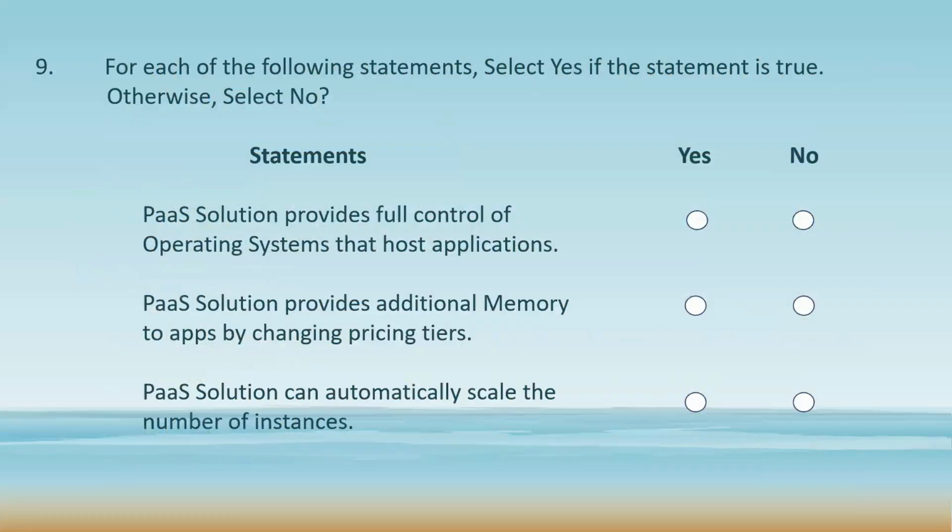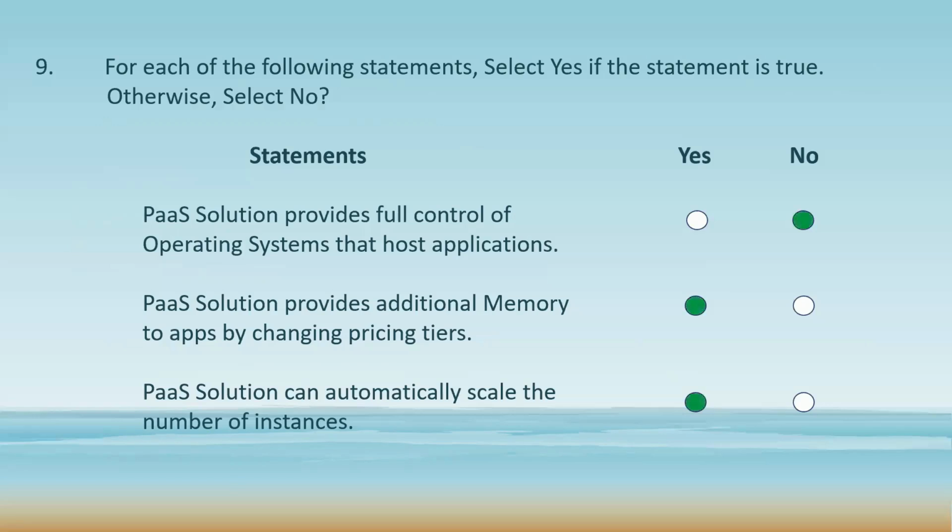For each of the following statements, select yes if the statement is true, otherwise select no. You have multiple statements here. These statements are: PaaS solutions provide full control of operating system that host application. PaaS solution provides additional memory to apps by changing pricing tier. PaaS solutions can automatically scale the number of instances.